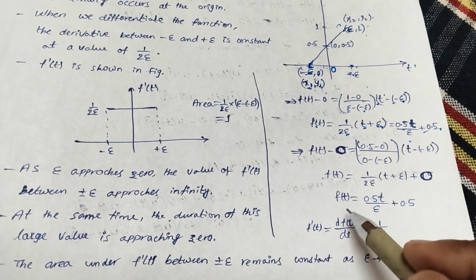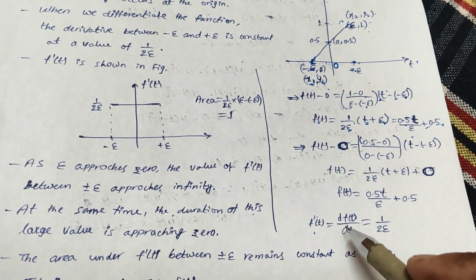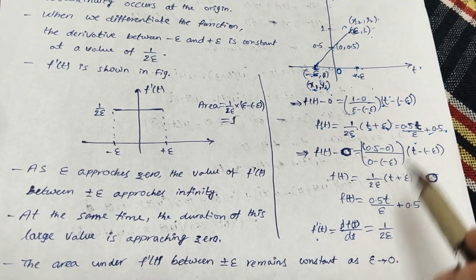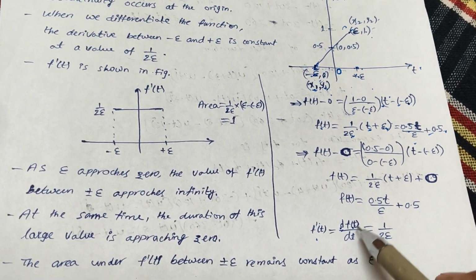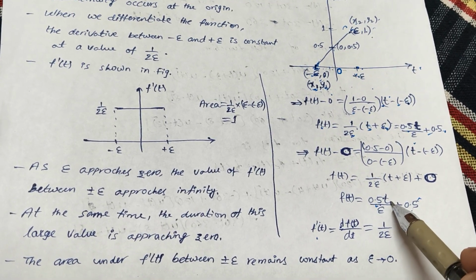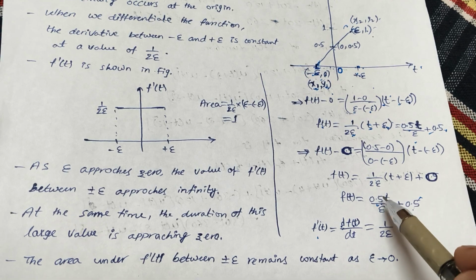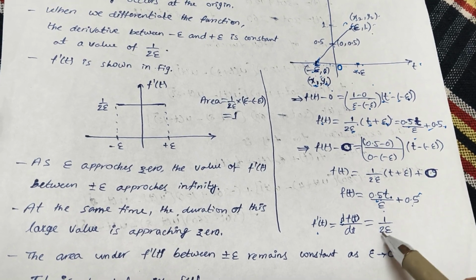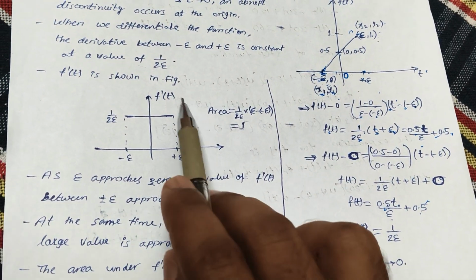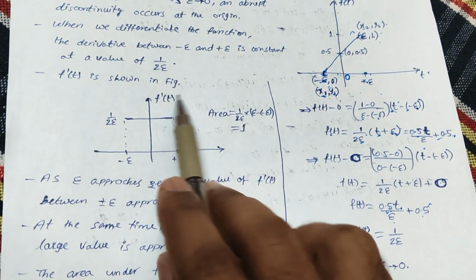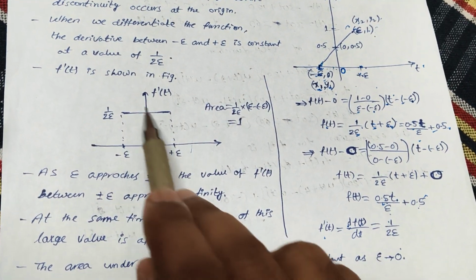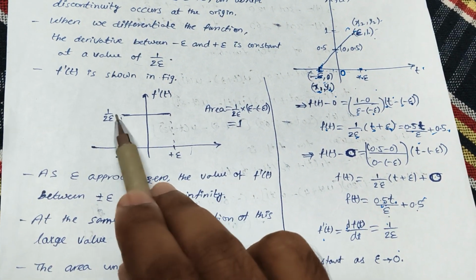If I differentiate this function, f dash of t is the differentiation of f of t, where the f of t equation is this one. The differentiation of the constant is 0, and the differentiation of time is 1. So we get 0.5 by epsilon, and 0.5 is 1 by 2, so 1 by 2 epsilon. The f dash of t function can be represented in pictorial form like this. f dash of t is equal to 1 by 2 epsilon, varying between minus epsilon and plus epsilon, and the f dash of t magnitude is 1 by 2 epsilon.